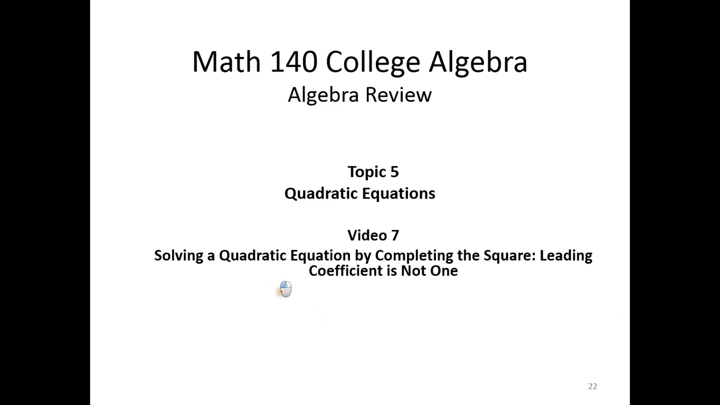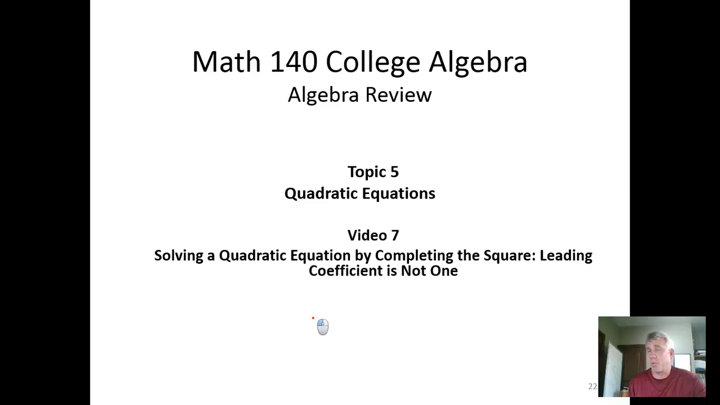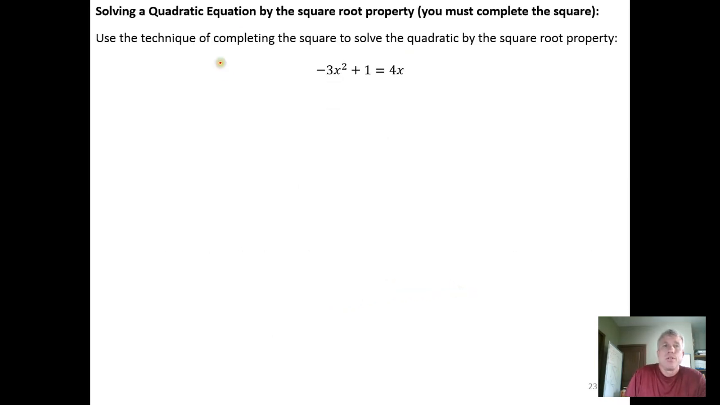So in this video we're going to solve a quadratic equation by completing the square when the leading coefficient is not a 1 to begin with. So use the technique of completing the square to solve the quadratic by the square root property. So we're going to go ahead and rewrite the original equation, negative 3x squared plus 1 equals 4x.